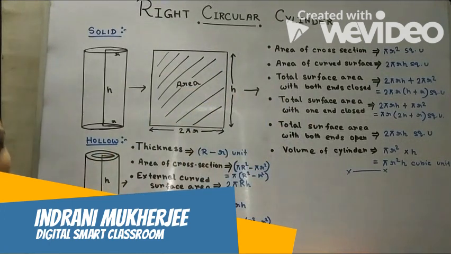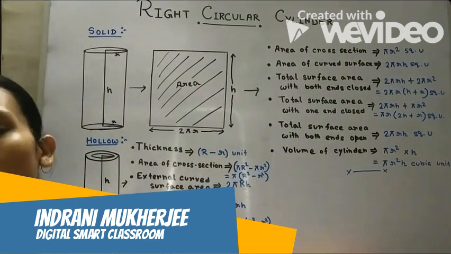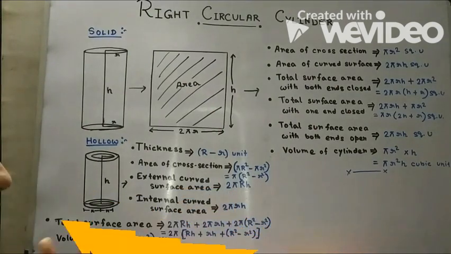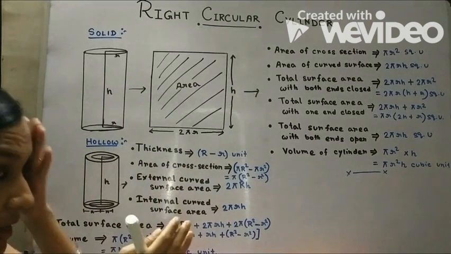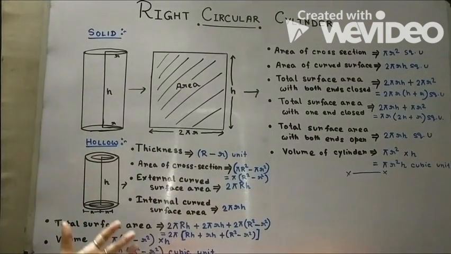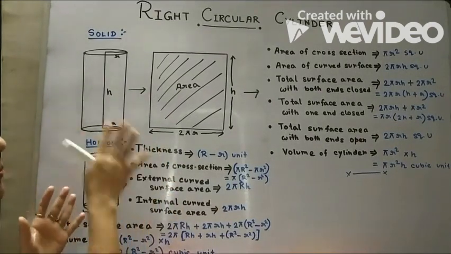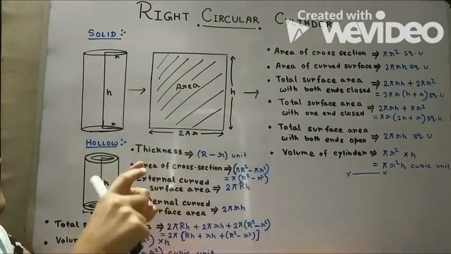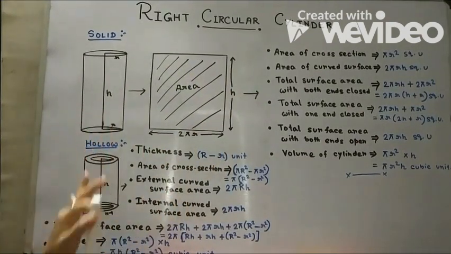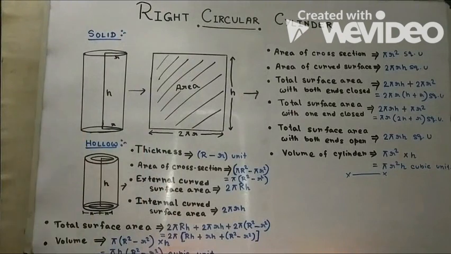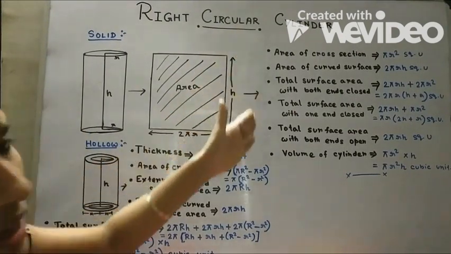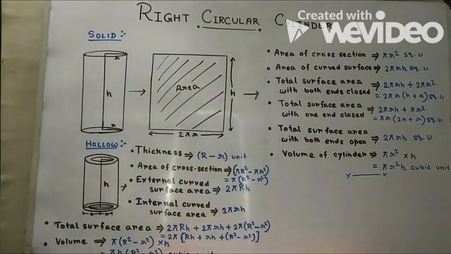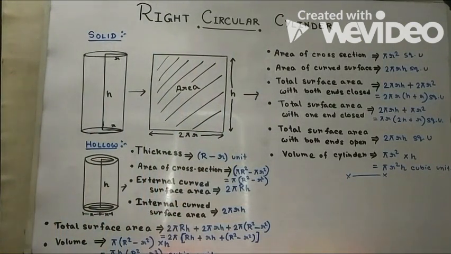This part is for solid cylinders, and we need the area to get the actual amount of metal or material required to make a cylinder. So area will give us the amount of material we require to make a solid cylinder. If it is a pipe, and we need to find the material required to make a pipe, we need to know the area of the pipe. Now for the hollow cylinder.